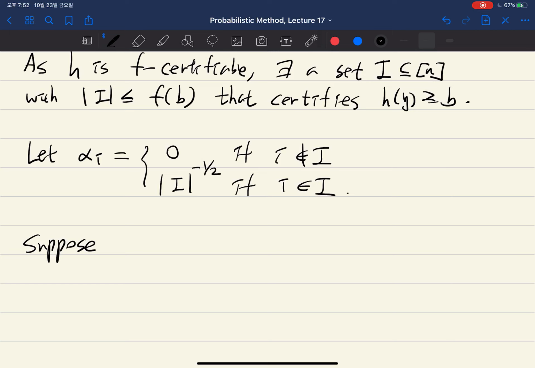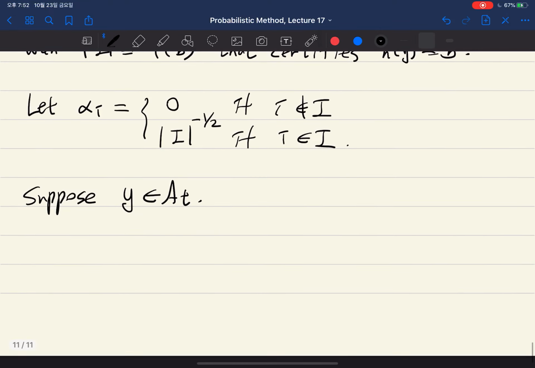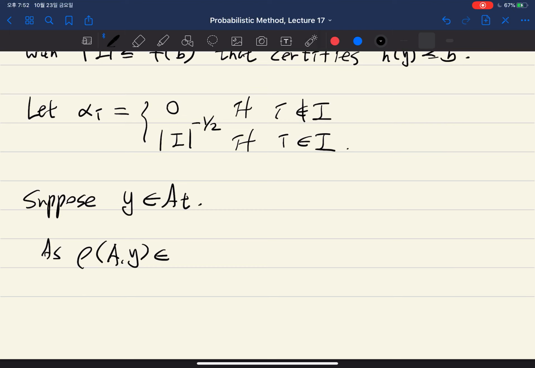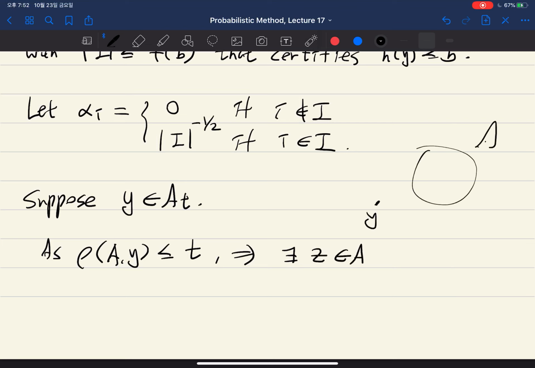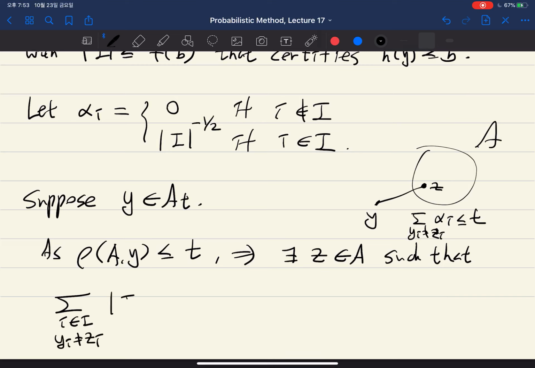As a contrary, suppose that y is in A sub t. Then what do we know? Then this distance between A and y is at most t. Then by the definition of this, there is g in A, so you have y and A, there must be the one which makes this at most t, such that this alpha weighted Hamming distance is at most t. So let's write it: the i where yi and gi are different among this I, you sum up this alpha value, then that's at most t.